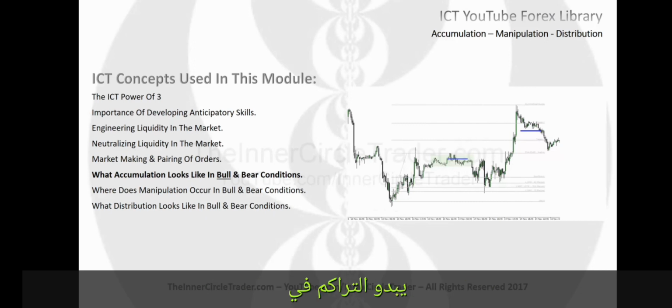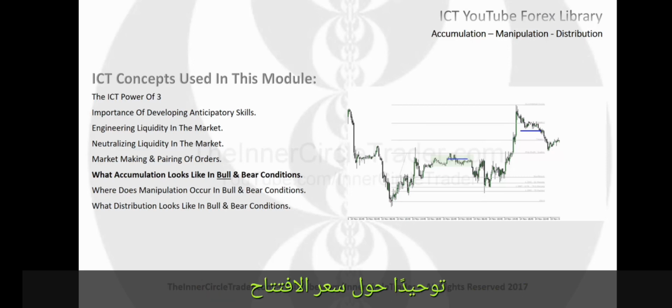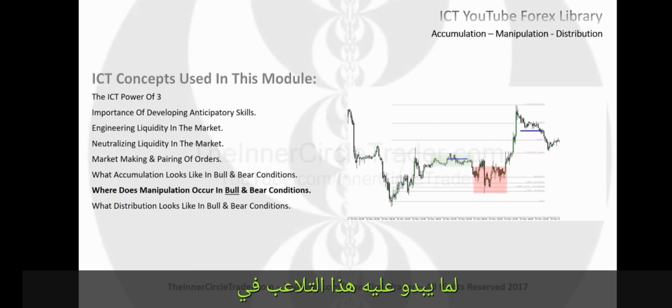Okay, so what does accumulation look like in a bull condition or when it's bullish? It's not important that we zoom in here and see any of the details. I just wanted you to see the overall characteristics. In the green shaded area, you can see that there's a consolidation around the opening price, and that consolidation leads way to a decline, which gives us the framework for what manipulation looks like in a bull condition.